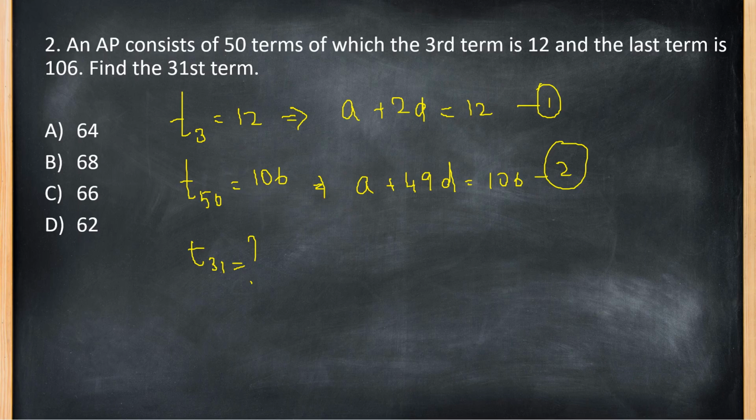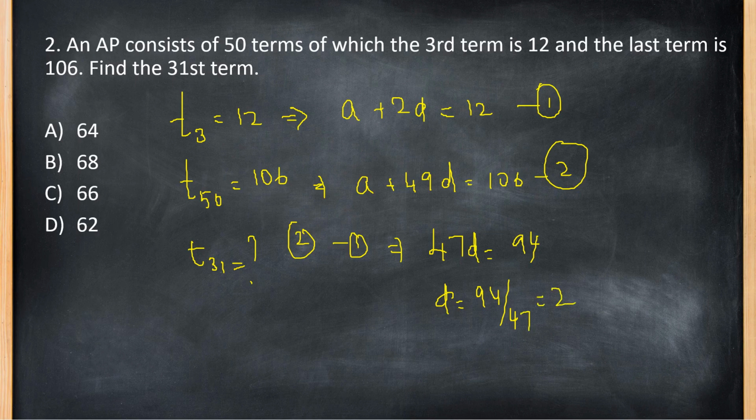So directly we can take 2 minus 1, and a goes off. 49 minus 2 is 47d equal to 106 minus 12, which is 94. So the value of d becomes 94 by 47, which is just 2. Since d is 2, let's substitute it in 1: a plus 2 twos is 4 equal to 12. So a should be equal to 12 minus 4, that's 8. So a is 8 and d is 2, that's all, it's done.